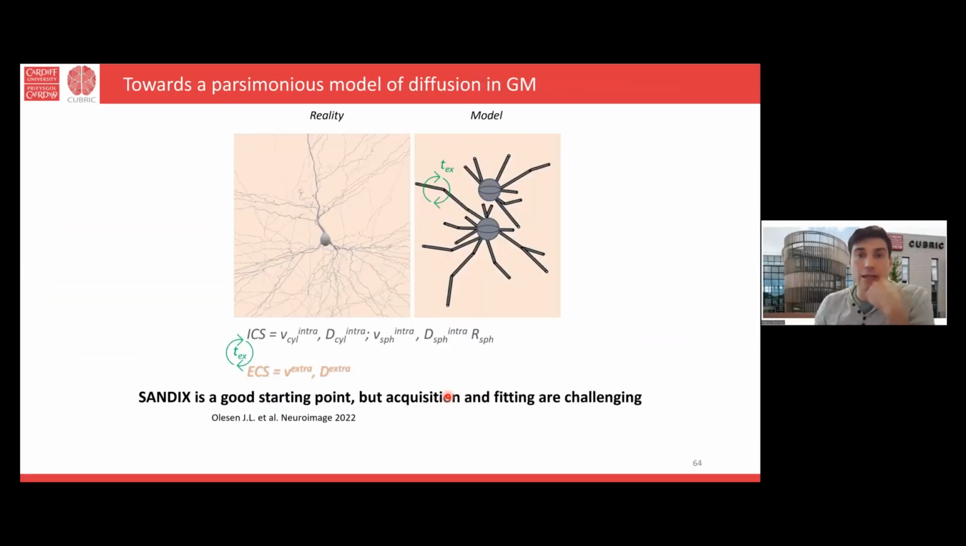What has finally been proposed as SANDIX is to account for both contributions, the cell body and the exchange, because these seem to be the three most important features for gray matter to account for in your model: the cell body, the fibers as sticks, and exchange between the intracellular and extracellular space.